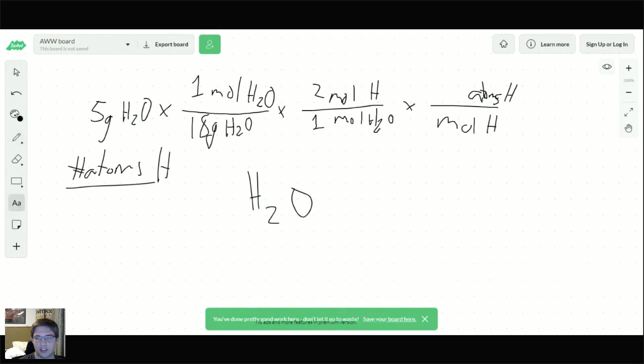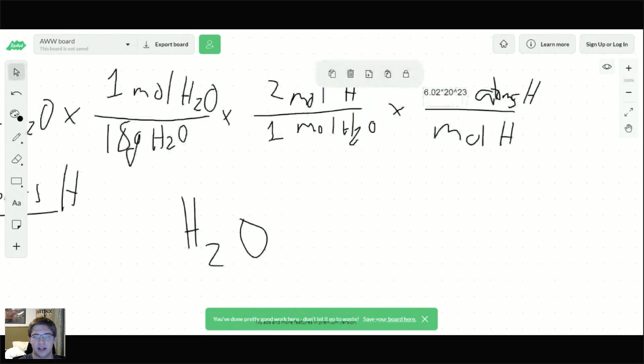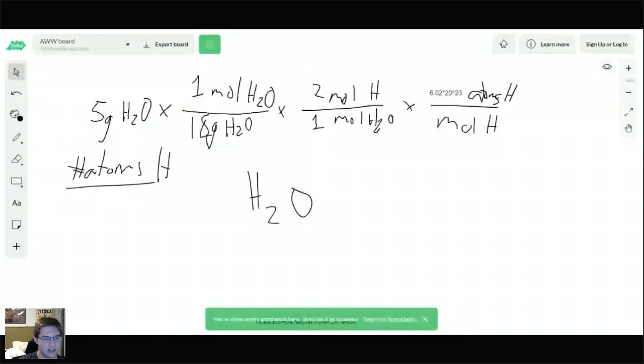So I'm just going to type it because I'm too lazy to write it out. On the AP exam, I'm sure they would give you Avogadro's number because you need a specific number of significant figures. For this problem, we're going to ignore sig figs a little bit because of what we're talking about. And so here's our setup.